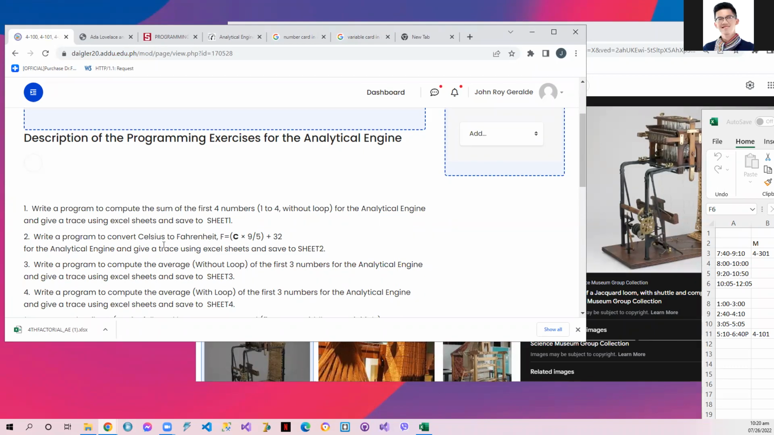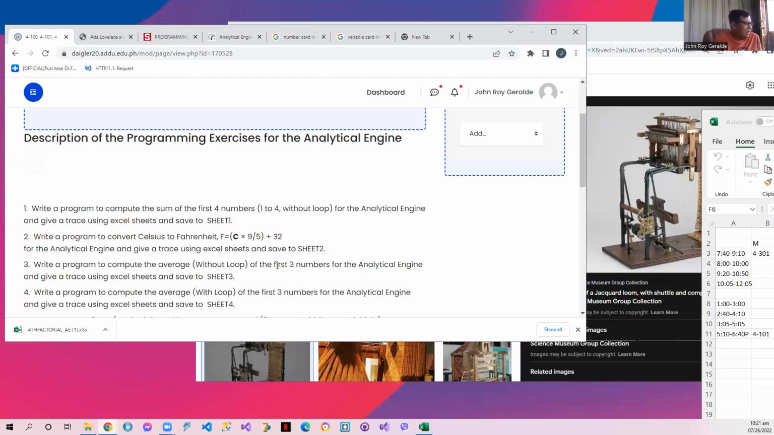And then you write a program to convert Celsius to Fahrenheit. This is the formula. Save it to sheet 2. And then write a program to compute the average of the first three numbers without loop. If you know how to compute the sum, can you compute the average? Yes. You just divide the sum by the number of numbers. Okay? And you will get the same.